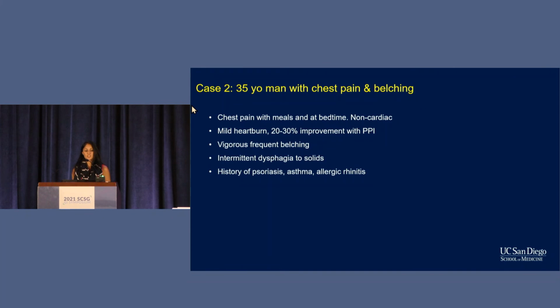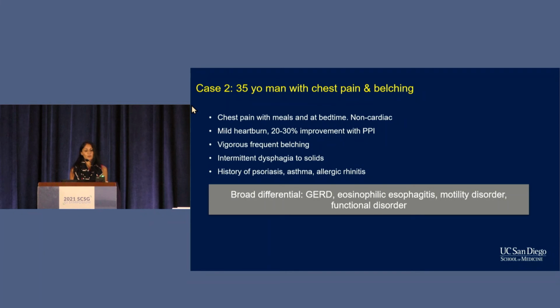So now I'm going to switch gears to a completely different case. This is a 35-year-old man who presented with chest pain with meals and at bedtime. It was determined to be non-cardiac. He also had some mild heartburn, partially responsive to PPIs, very vigorous, frequent belching, and intermittent dysphagia to solids. Interestingly, in his history, he had some atopic disease and also autoimmune pathology. So he truly had a broad differential, anywhere from GERD, EoE, maybe a functional disorder.